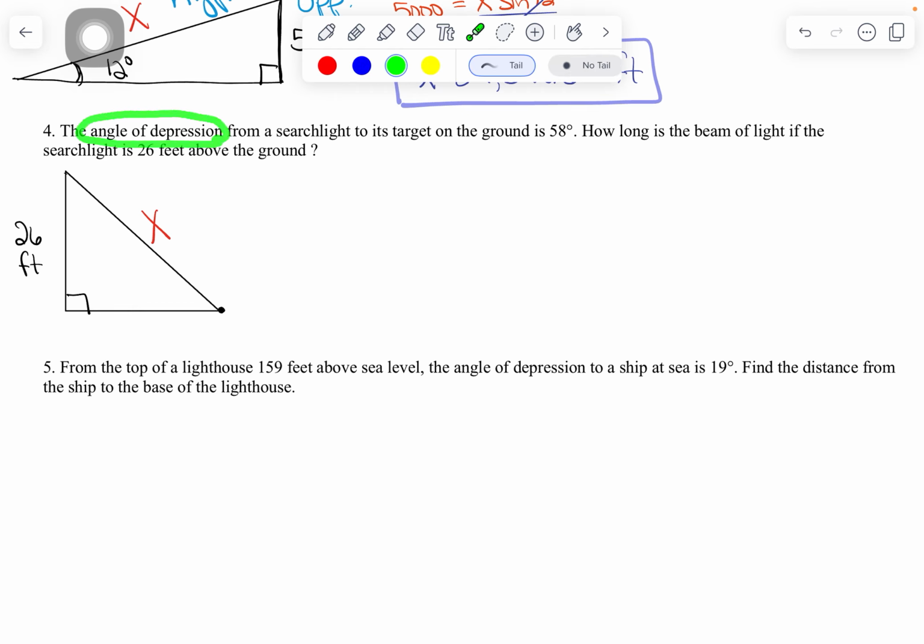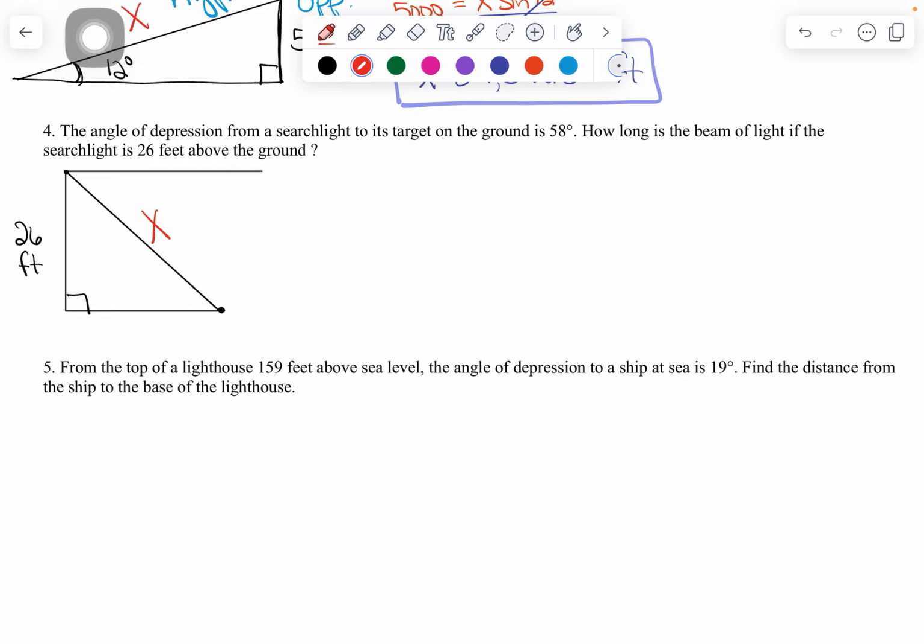So angle of depression here from a searchlight. In the angle of elevation problems, when I drew it, I drew across and basically was measuring up, and that creates this angle. So now let's take a look. If you were sitting at the top of the searchlight and just looking out, and then you lower your eyes until you see, oh look, here's my target on the ground. So the angle here is outside of the triangle.